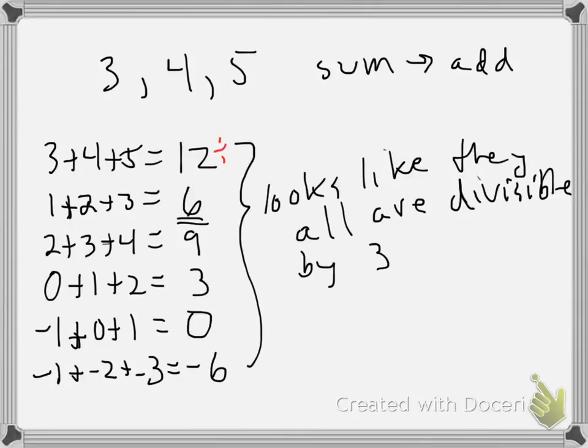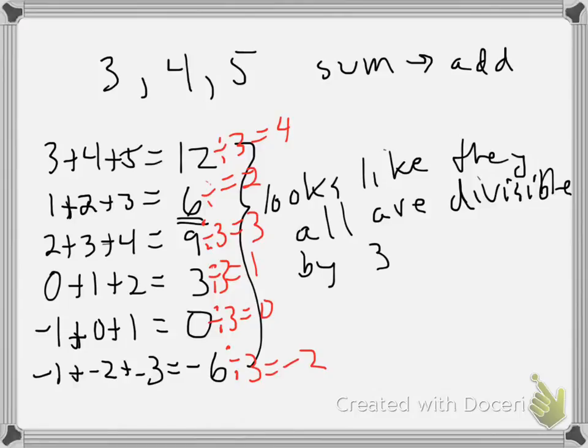Well, if I divide this by 3, it equals 4. If I divide this by 3, it equals 2. Okay, these are both whole numbers. Divide this, backwards, by 3, it equals 3. Divide 3 by 3, it equals 1. Divide 0 by 3, I get 0. Divide negative 6 by 3, and I get negative 2. I get integer answers, no fractions. So that's what I mean by divisible by 3. So I've got it there.